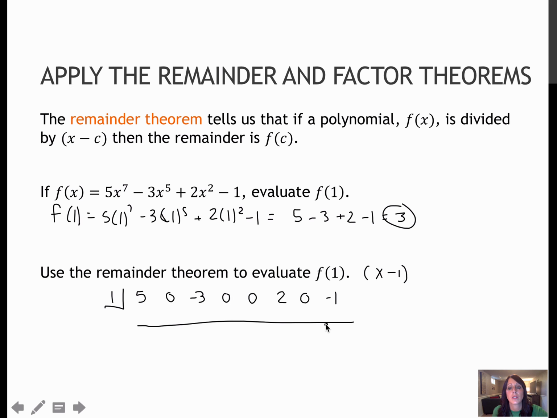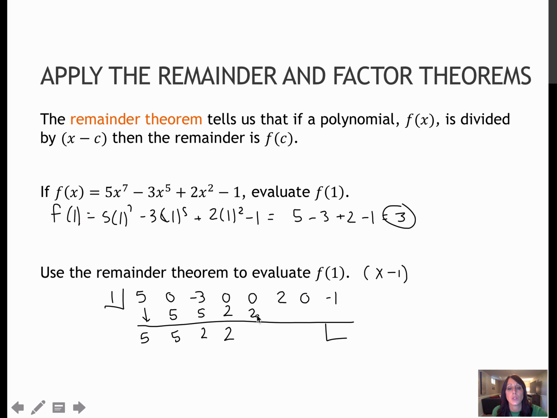Now we know how this works. This is synthetic division, which is the easier one. I bring down the 5, and then I multiply. 5 times 1 is 5. 0 plus 5 is 5. 1 times 5 is 5. Negative 3 plus 5 is 2. 2 times 1 is 2. 0 plus 2 is 2.